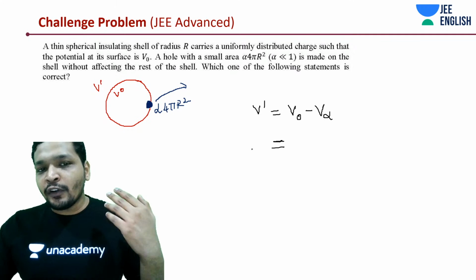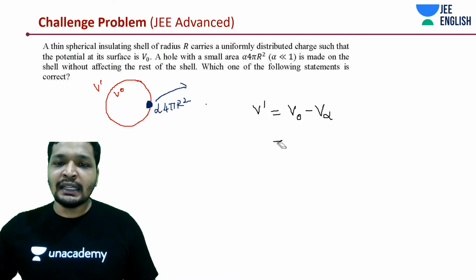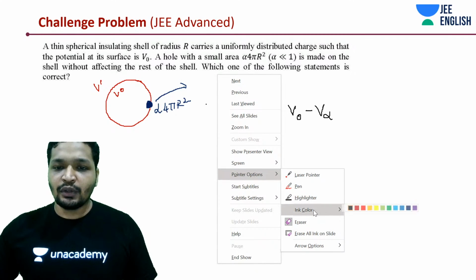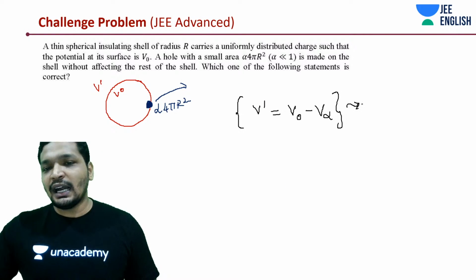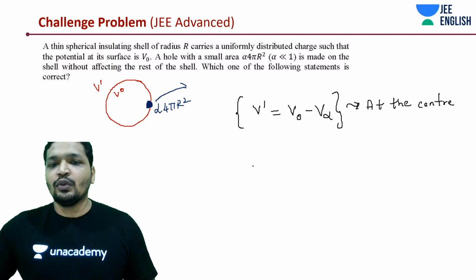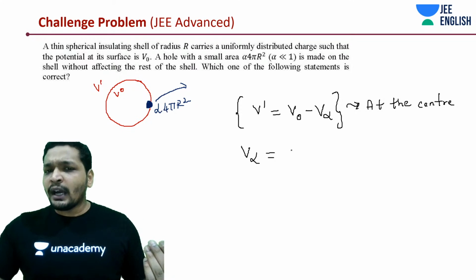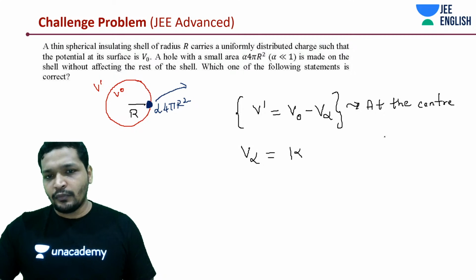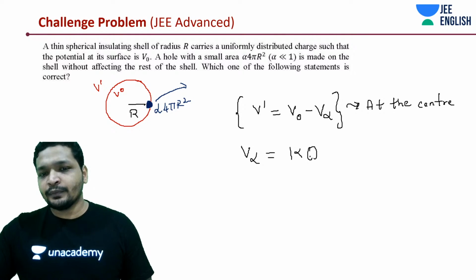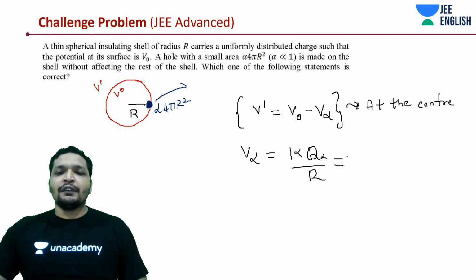So let's first of all find out what is V alpha. This is something that we need to do, and this V alpha at the center is what we are talking about. We are analyzing at the center. Now what is V alpha at the center? So KQ by R, radius is R. What is Q over here? Q alpha.